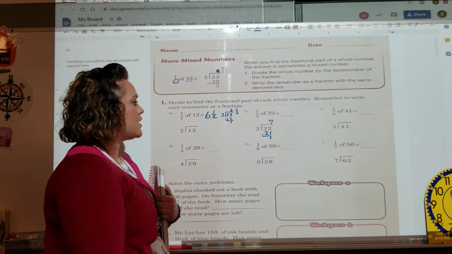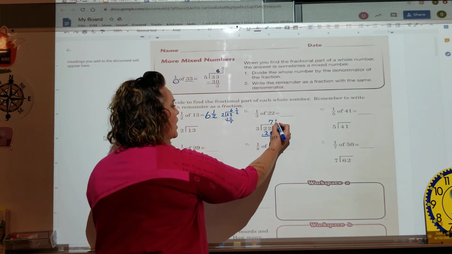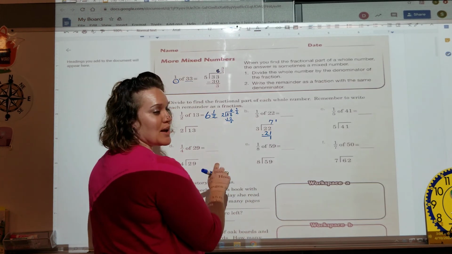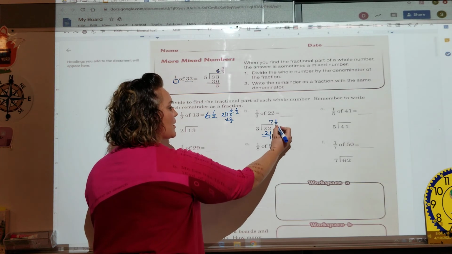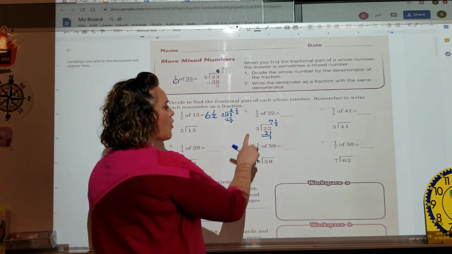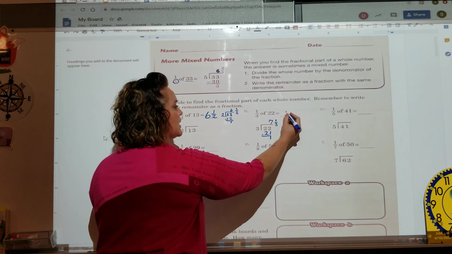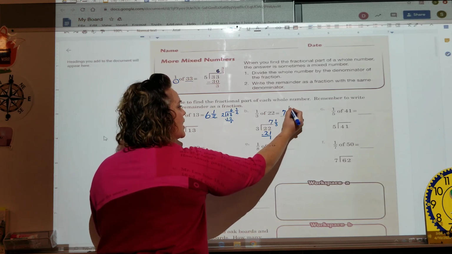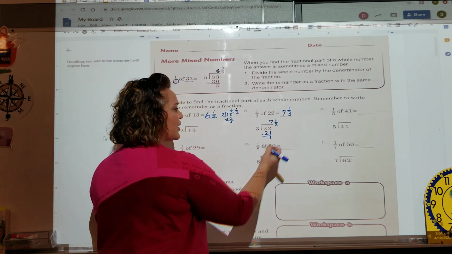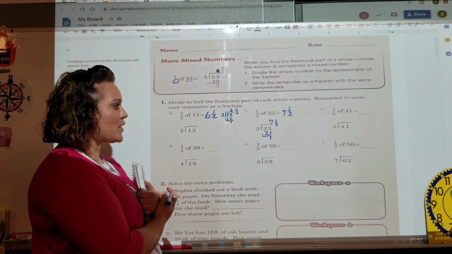Now we can go up and write it right here. 1, and here's our denominator, 1/3. We keep it the same. 1/3 of 22 is 7 and 1/3. There's our mixed number answer.